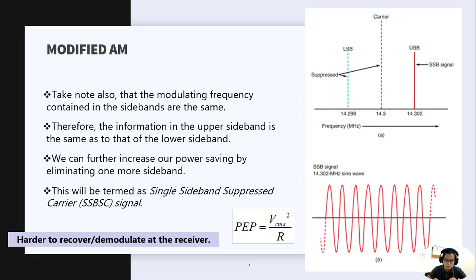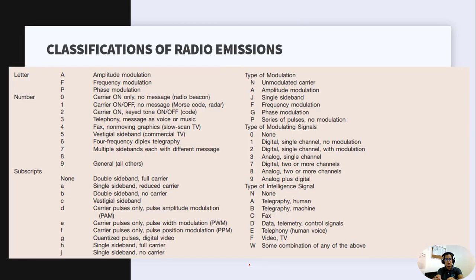Ang pro naman ng modified na amplitude modulated signal is that konti lang yung power na gagamitan natin. Ang cons niya naman is mas mahirap siyang i-demodulate. Okay? So, yun. Now, these are the classifications of radio emissions. I don't know if you have heard of this, but there are codes for that. If it's a 3-letter code, usually.